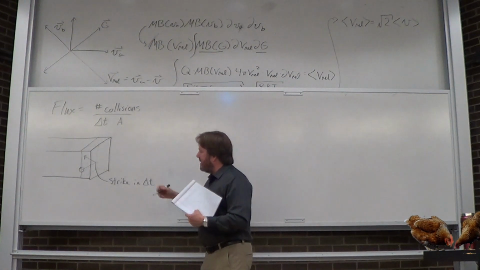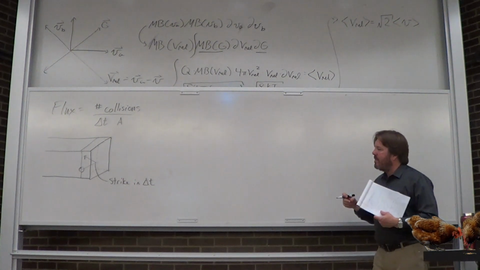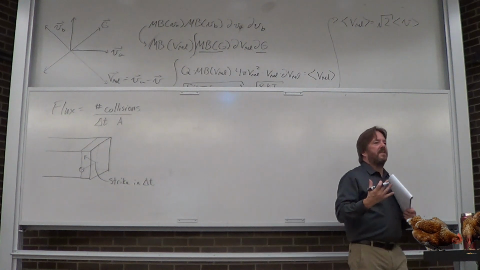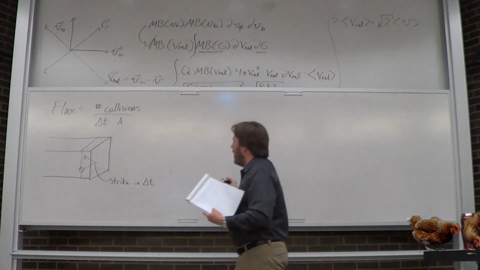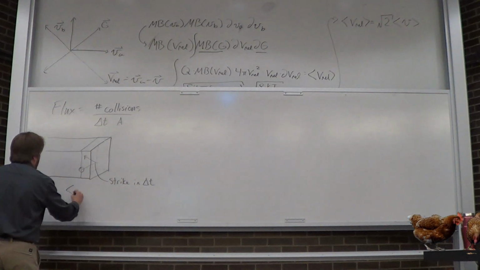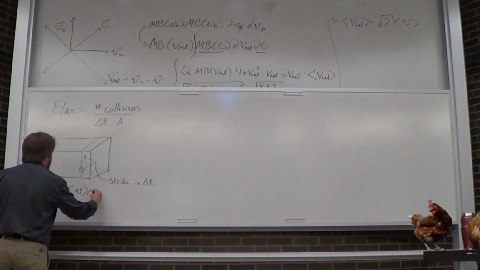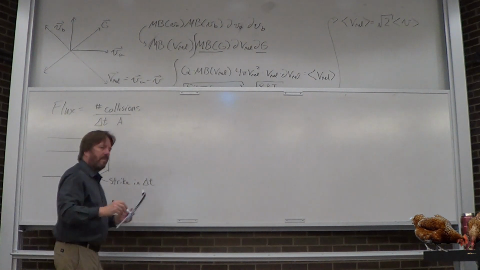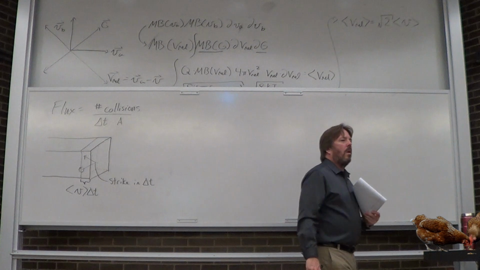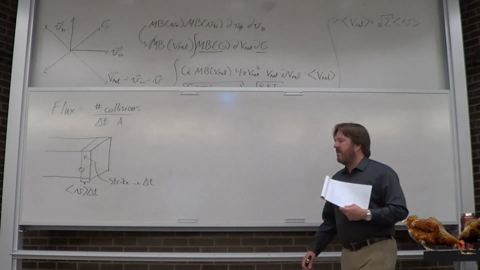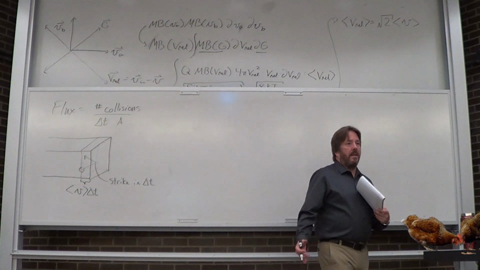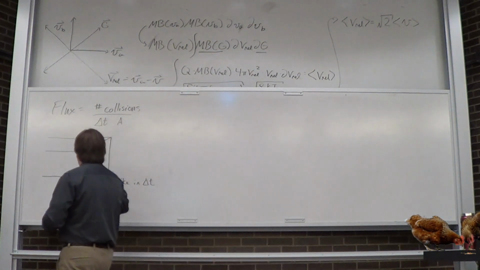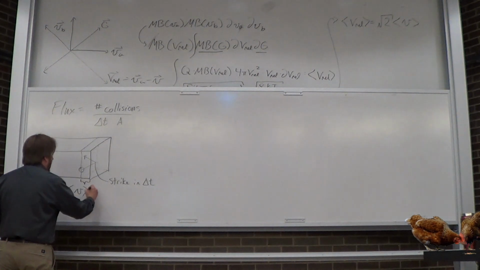So I have to give myself some wiggle room, and I do that in time. I see that this molecule, if I give it some time, is close enough that it's going to hit the wall. That's because it is an average velocity times delta t distance away from the wall. If it's that close to the wall, it will traverse the right amount of space and hit the wall at that point. Times delta t.